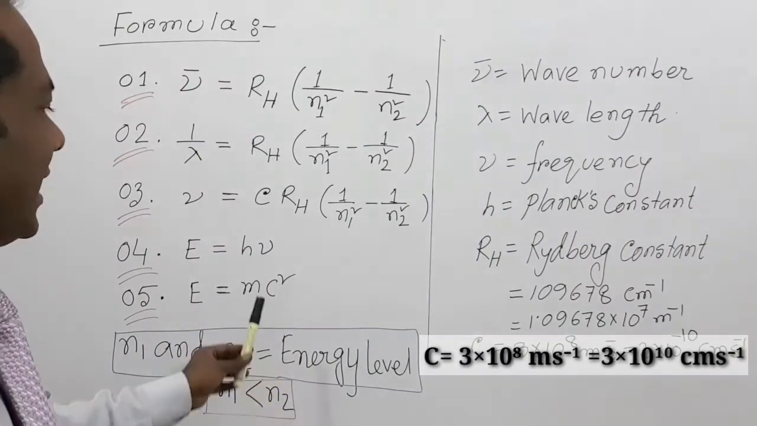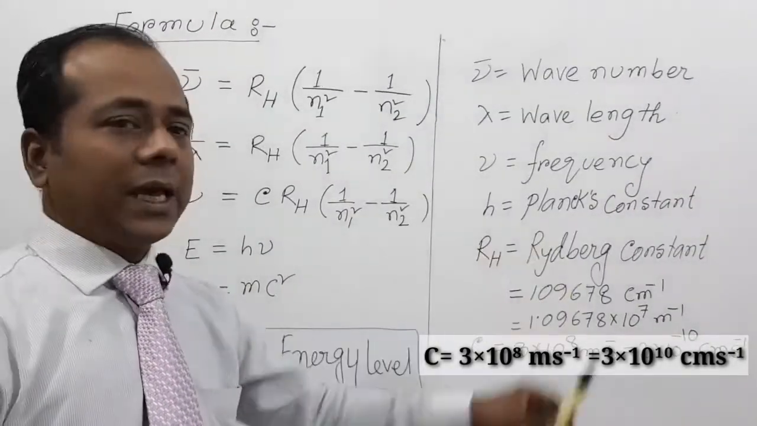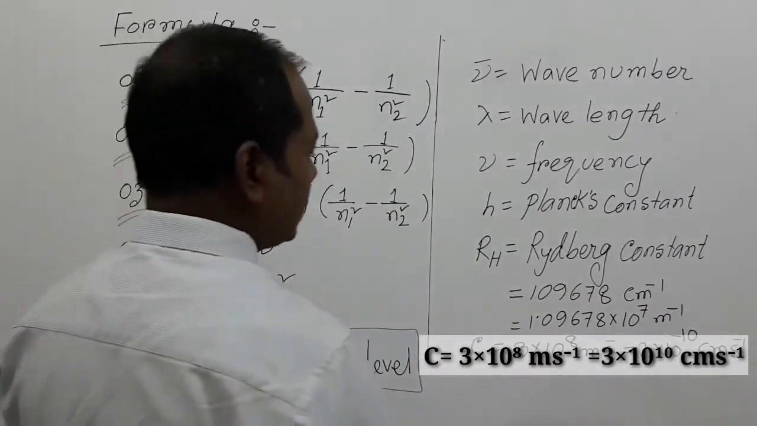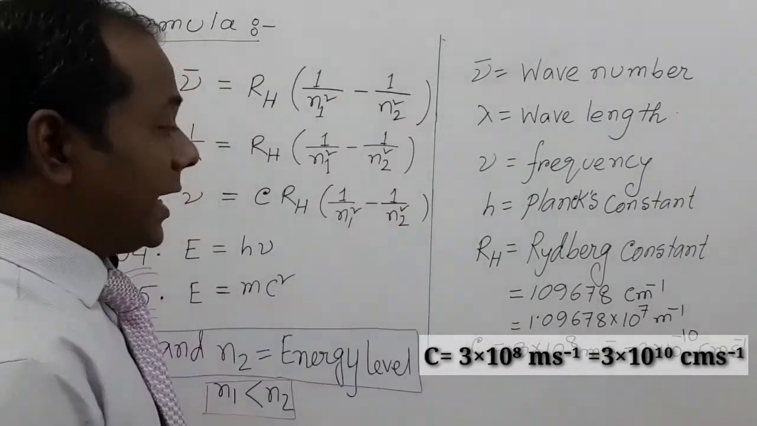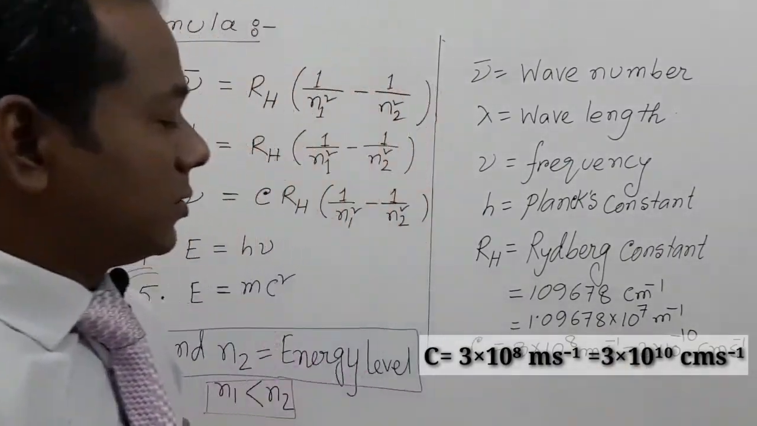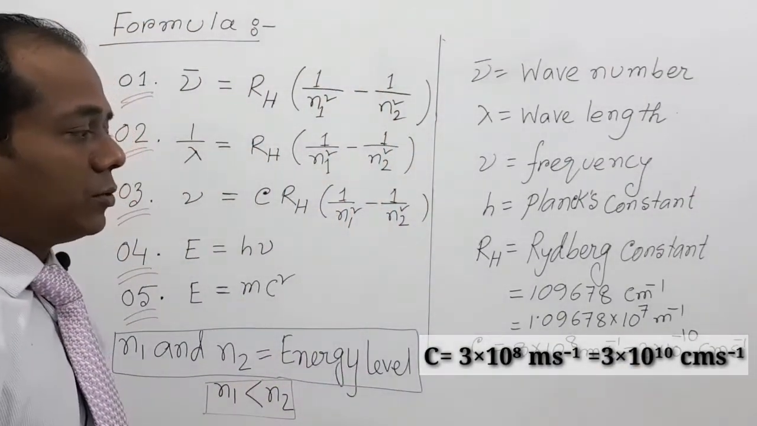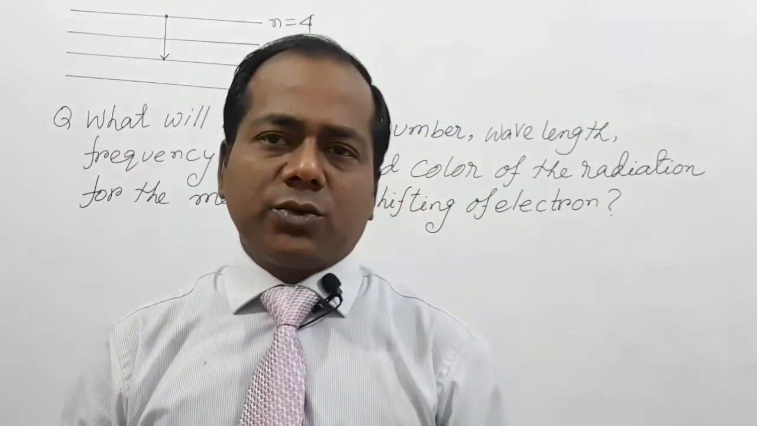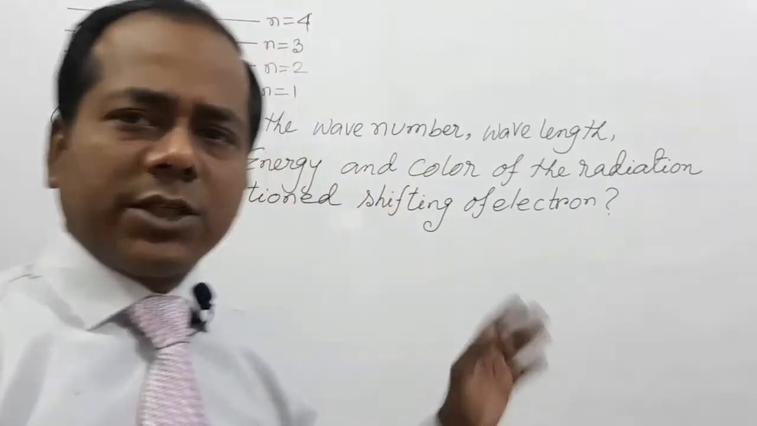Here we use h, the Planck's constant, and we also use c equal to 3 × 10^8 meter per second, which we can also write as 3 × 10^10 centimeter per second. My dear students, now we solve this mathematical problem.